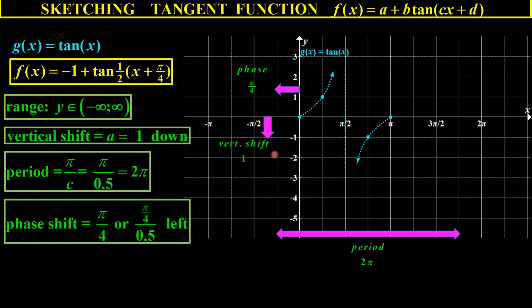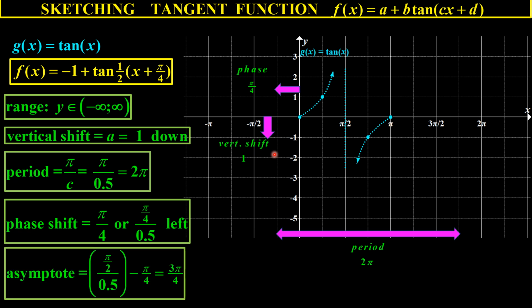That's correct, we need an asymptote. So let's not forget the asymptote. The asymptote is usually at pi over 2. But because I've got half x, I divided by a half. So this will be the asymptote.